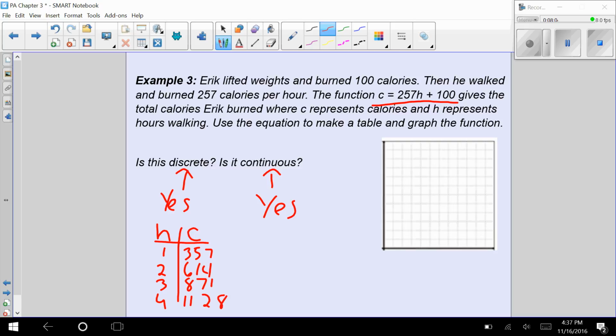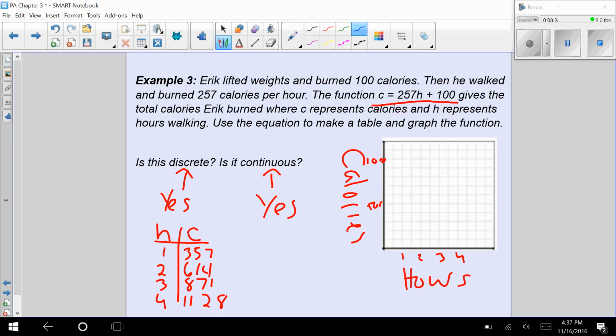So on our graph, along the bottom we'll have hours, and the side will be calories. Let's skip lines on our hours, 2, 3, 4. And for calories, let's make each line worth 100. So 100, 200, 300, 400, 500, 600, 700, 800, 900, 1,000.